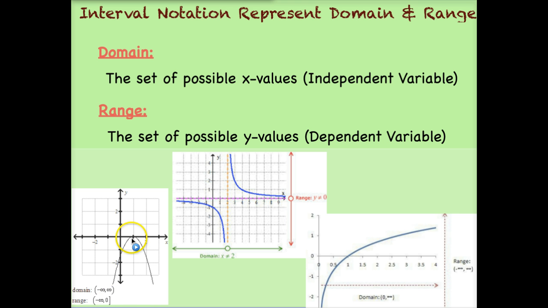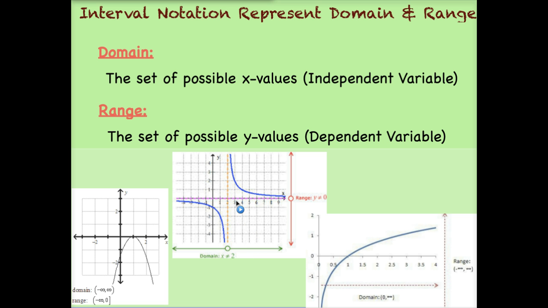Notice it goes to 0 because the function does not go higher than 0 for y. The highest y value this function will ever have will be 0. So the function drops down, down, down forever on the y-axis, but only goes up to 0. We're going to learn about interval notation, and you'll notice some of these are brackets and some of these are parentheses.